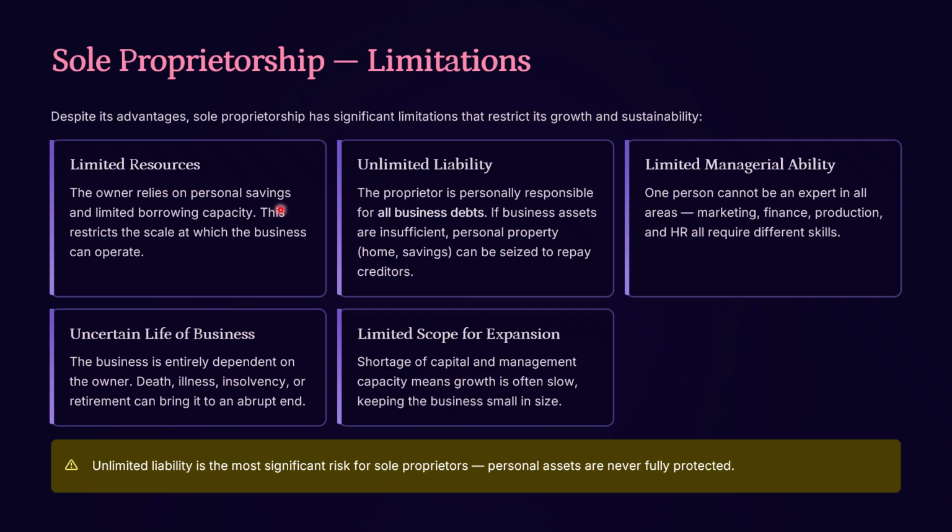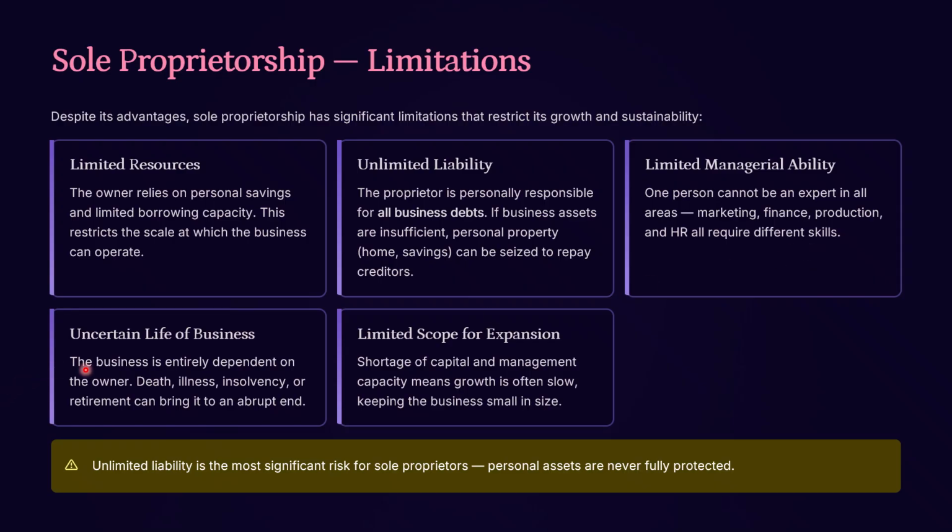Since the business depends mainly on the owner's personal savings and borrowing capacity, raising a large amount of capital becomes difficult. The second and the most important limitation is unlimited liability. This means the owner is personally responsible for all business debts. If the business cannot repay its debt, the owner's personal assets such as house or savings can also be used. The third limitation is limited managerial ability. One person cannot be an expert in every area like finance, marketing, production and human resource.